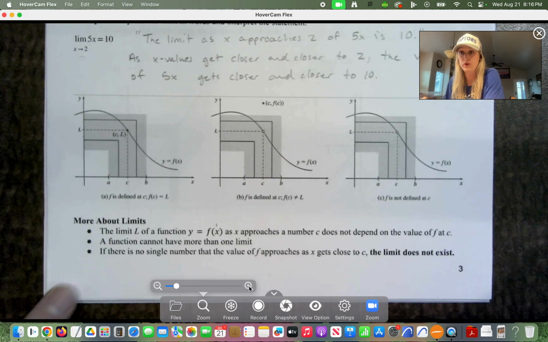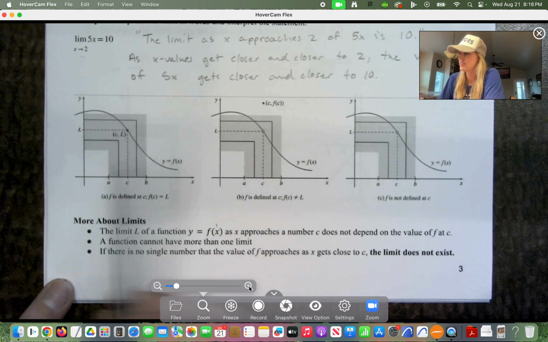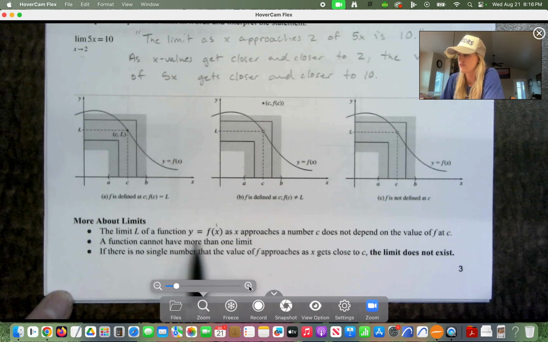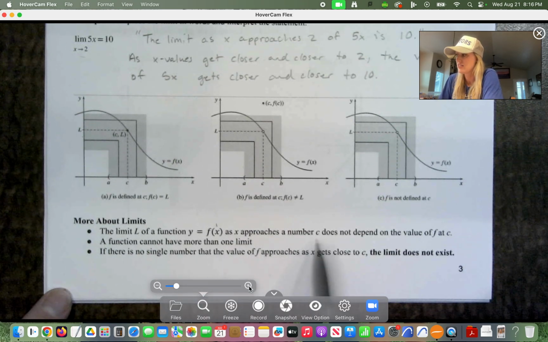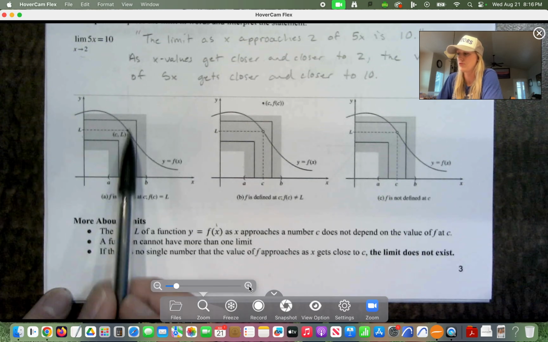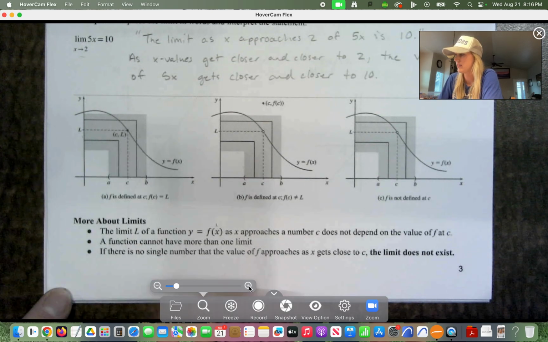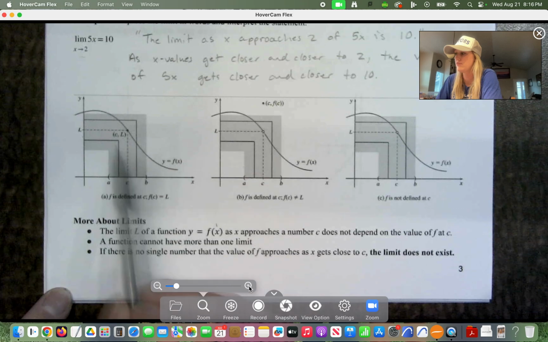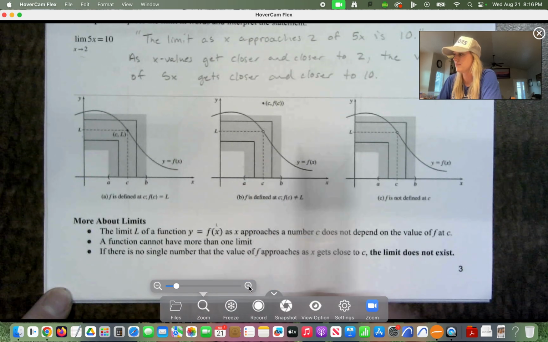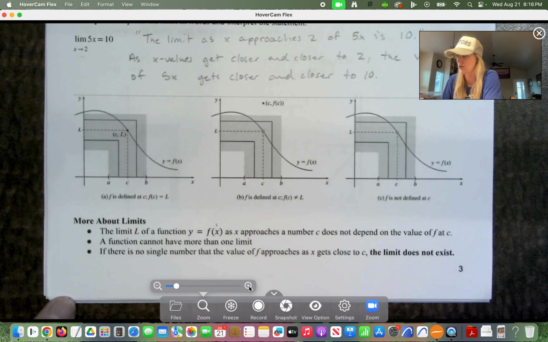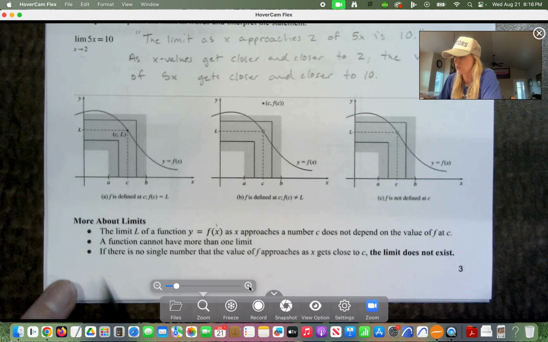Some more important things to know about limits. This first one ties into those graphs. The limit L of a function as x approaches c does not depend on the value of c. So here my limit is L, here my limit is L, here my limit is L, even though f of c is not defined for those two graphs, or this graph, I should say.